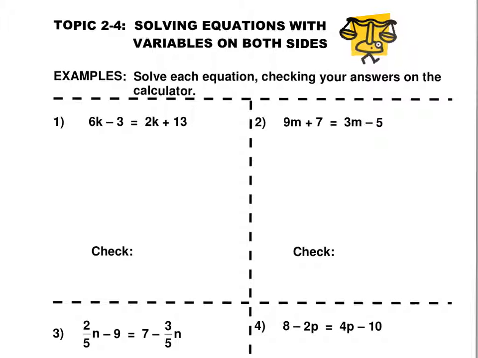Alright, so we've covered several different types of equations. We've done one-step, two-step, multi-step, and now we're going to do multi-step equations that have variables on both sides of the equal sign. Write down this title. Again, the notes are just going to involve, I believe there's 7 of them, so let's get started.